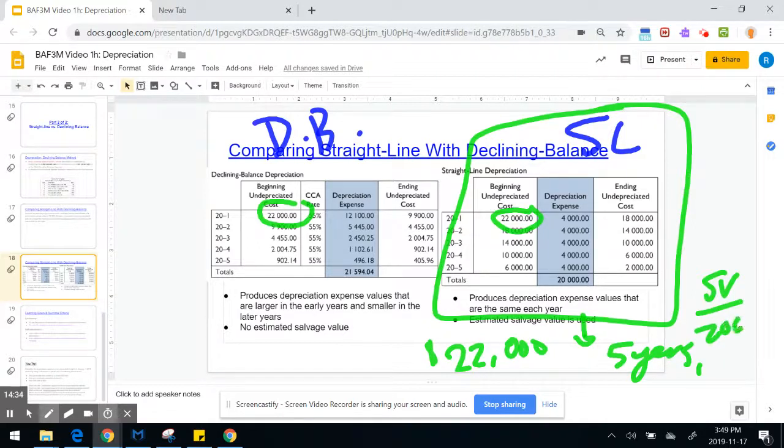So you would figure out how much we depreciate it by each year. You just plug into the formula: 22,000 minus the salvage value 2,000, divided by the useful life 5 years, so it'll be 20,000 divided by 5.